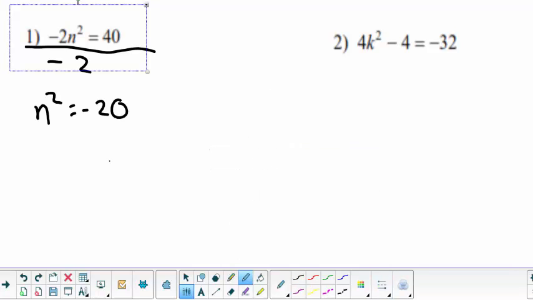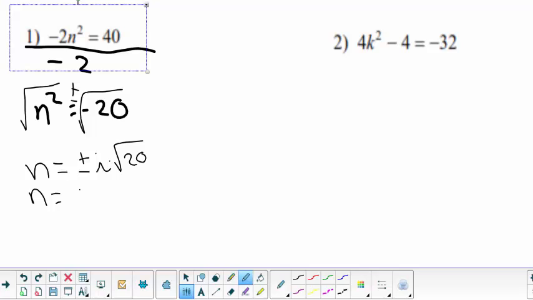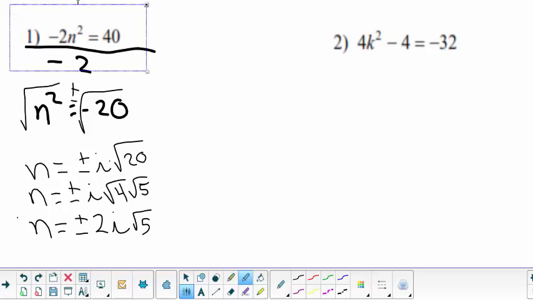Now to get n by itself, we've got to take the square root. And whenever we take the square root of a number, we have to do the principal root and the negative root, positive and negative. So now we have n equals positive, negative. Since we have a negative under the radical, we're going to pull that i out, radical 20. The square root of 20 does have a perfect square in it, so I'm going to write that out. You could rewrite the square root of 20 as the square root of 4 times the square root of 5. And the square root of 4 is 2. So our two complex roots would be positive, negative 2i radical 5. And that would be our answer.